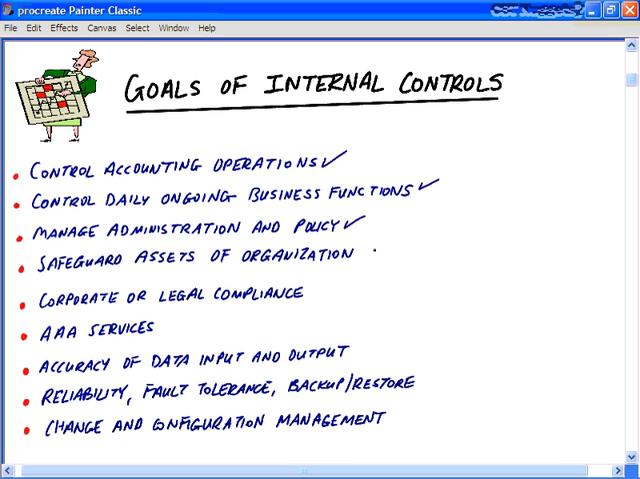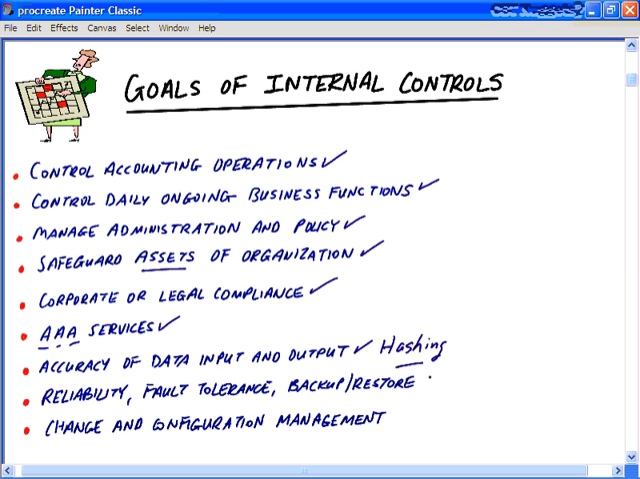To safeguard the assets of our organization, either intellectual assets or physical assets. Making sure that we are complying to corporate or legal mandates. AAA services. One of the major goals of internal controls is to provide authentication, authorization, and accounting for our organization, making sure that the data input and output is accurate. This involves, as I mentioned a while ago, hashing, in other words, using cryptographic methods to do integrity checks on both sides of a transaction to make sure that nothing has changed in process, nothing has changed in transit, the accuracy of input and output of data.